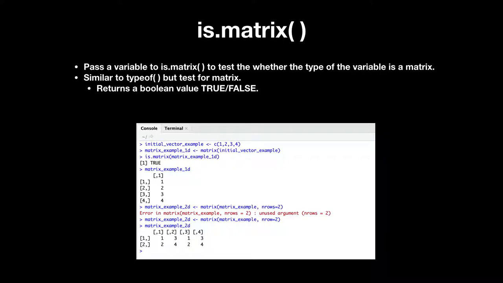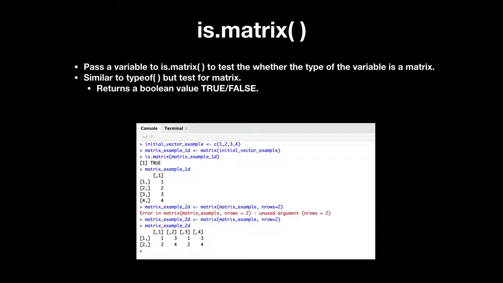Now, this is just a function that allows you to verify that the variable you're working with is actually type matrix. So it's similar to the function that you saw in previous lectures, typeof, but this is specifically set for matrices. It's going to return a Boolean value of true or false. So is this a matrix? Yes. Is this not a matrix? No. So that's the notation behind this.